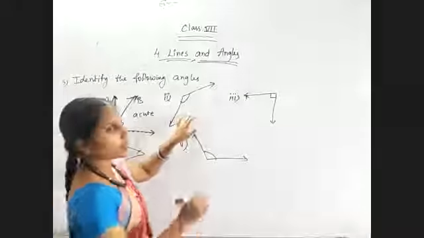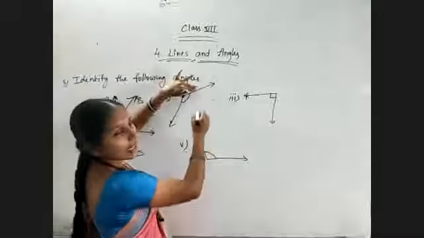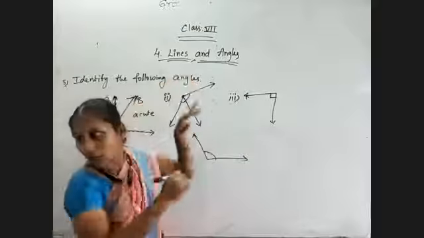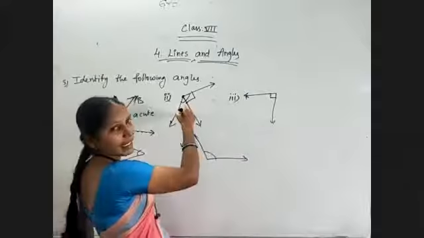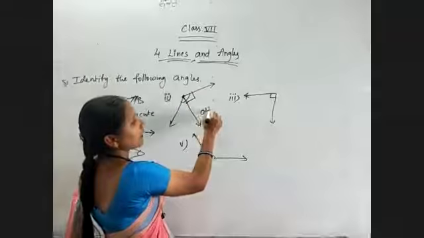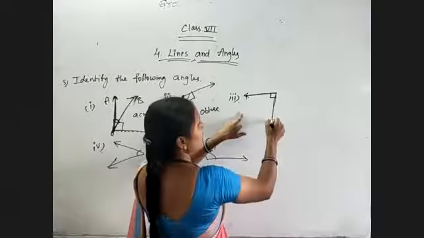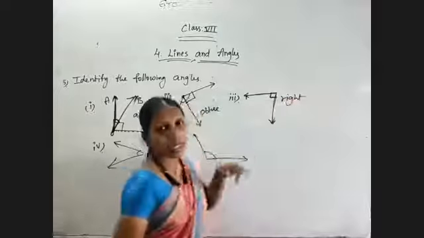Now coming to this one, take any one of the sides, that is your wish. So now I am taking this side and I am drawing its perpendicular line. Now observe, it is more than 90 degrees. So it is an obtuse angle. And observe, this one is already in the L shape. So it is a right angle, 90 degrees.